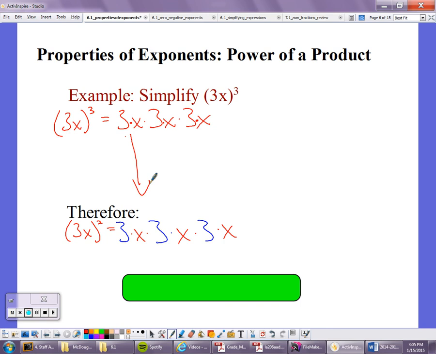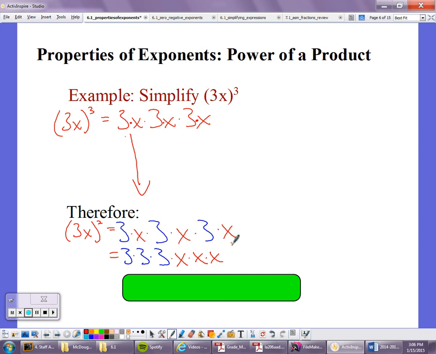Now remember, the thing with multiplication is it doesn't matter what order we multiply in. 2 times 5 is the same as 5 times 2, and so on. So I can rearrange these factors however I want. The order is not going to make any difference. So what I'm going to do is put all the 3's together, and then I'm going to put all the x's together. All right, so 3 times 3 times 3, x times x times x.